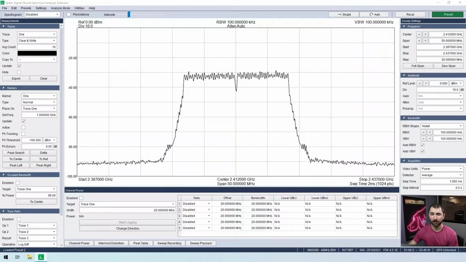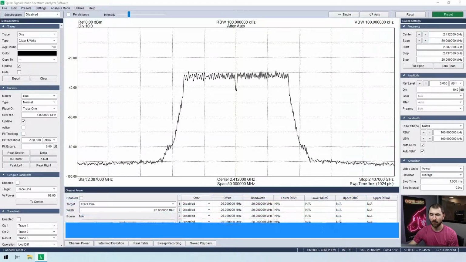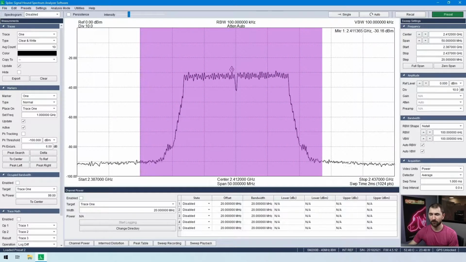Here, we are looking at a 20 MHz wireless LAN signal with an output power of -10 dBm. The energy of this waveform is spread out across several frequencies through the use of OFDM modulation. When a marker is used in this scenario, it is only reading the power at this one specific frequency. What if we want to know the total output power of this signal? Here is where channel power comes into play.